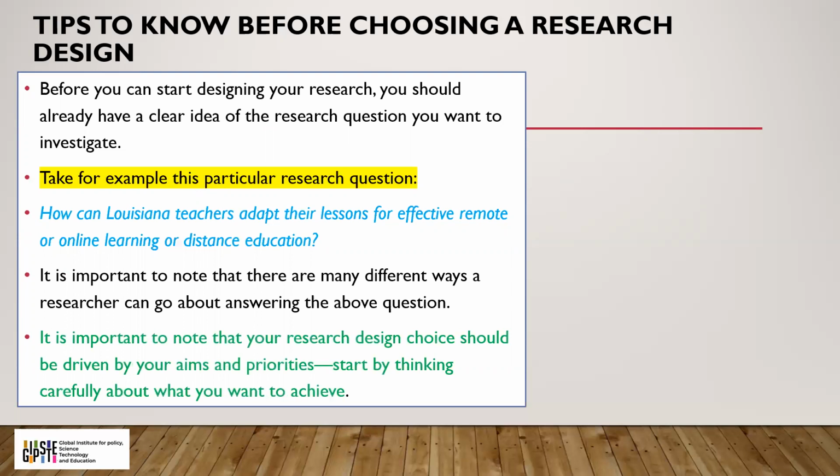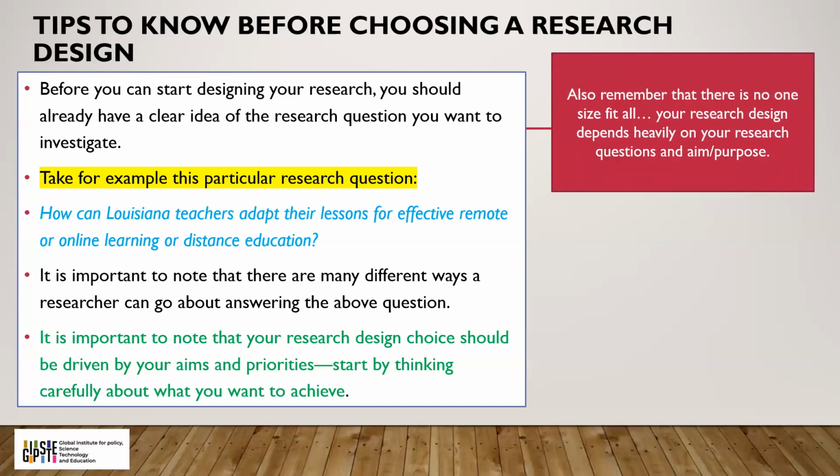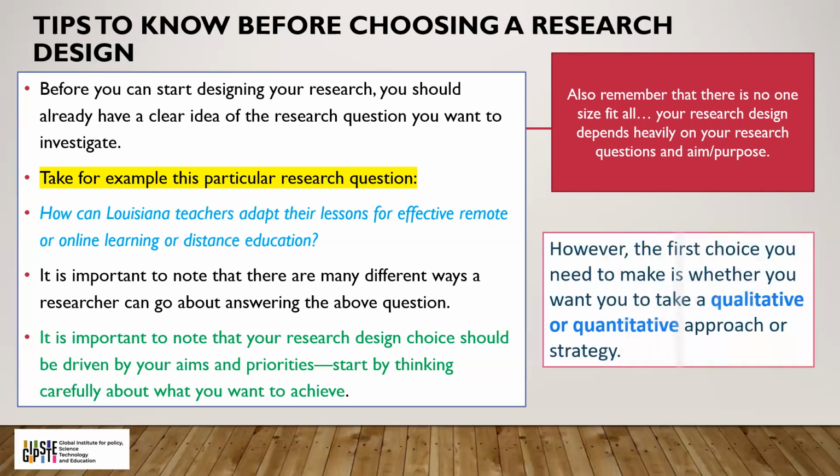It is also important to note that your research design choice should be driven by your aims and priorities, that is, by starting thinking carefully about what you want to achieve. Also, remember that there is no one-size-fits-all research design. Your research design depends heavily on your research question and the aim or purpose of the study. So the two factors are very critical elements to inform your research design. However, the first choice that you need to make is whether you want to take a qualitative or a quantitative approach, or you want to combine the two.